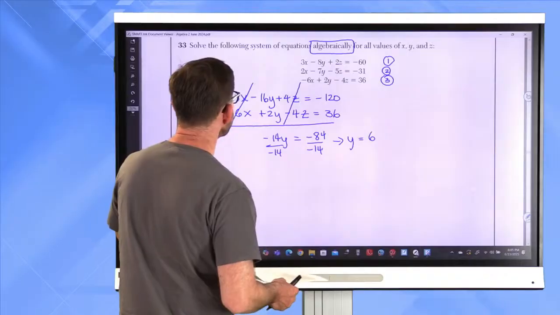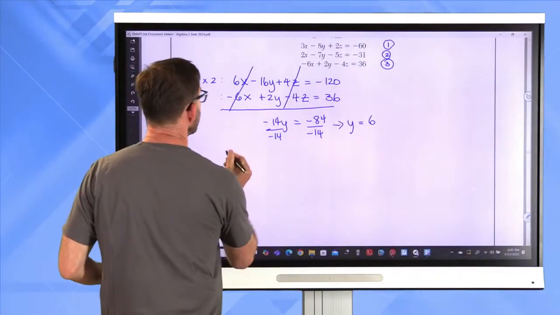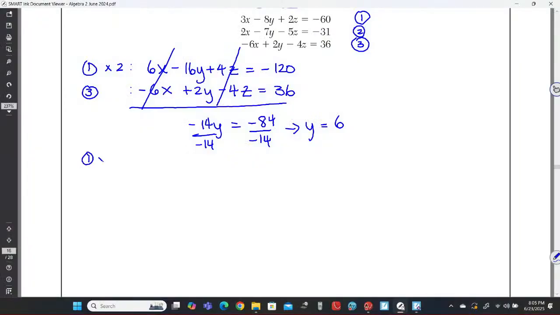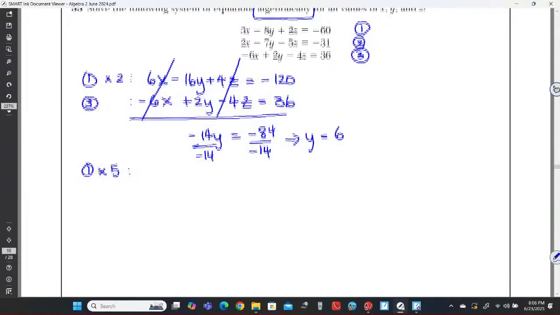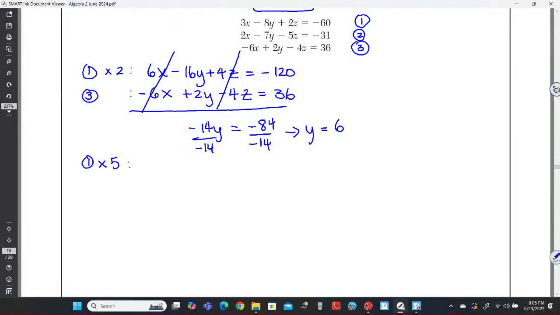So let's do that as our next step. I'm going to do equation 1 times 5, and that's going to give me 15x minus 40y plus 10z is equal to negative 300.